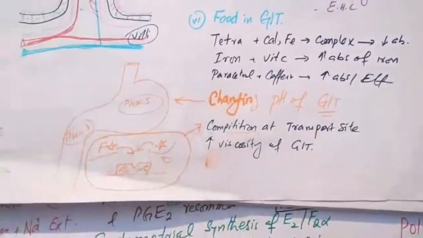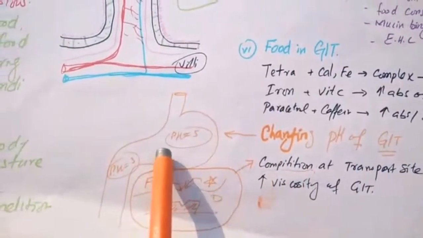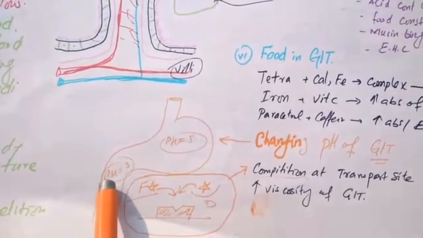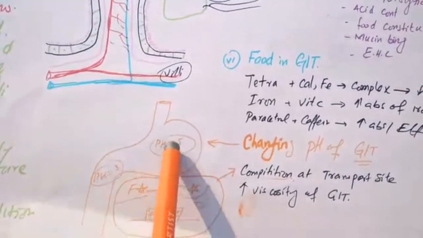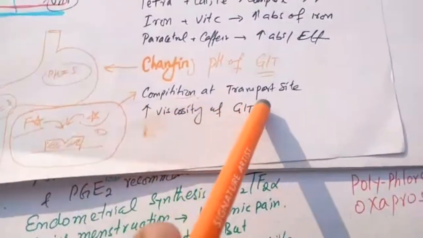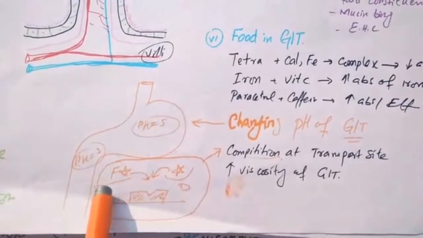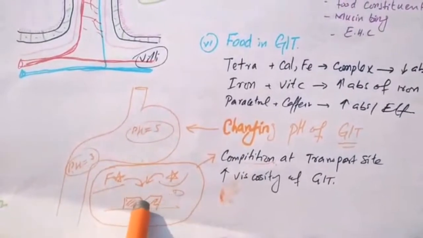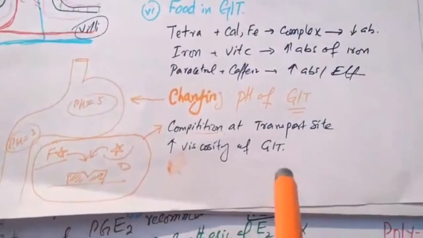Sometimes food changes the GIT pH. If the pH of the stomach is disturbed in this way and the intestine is disturbed in this way, definitely it will lead to malabsorption. Not good. And competition at the transport site: if this is the drug and this is a food constituent, both competing at this absorbing carrier, definitely it will disturb the drug absorption.